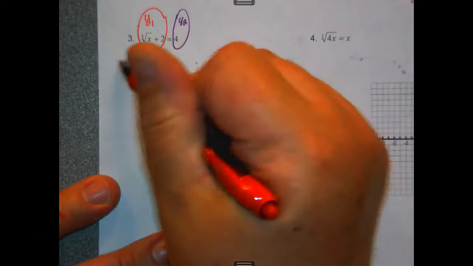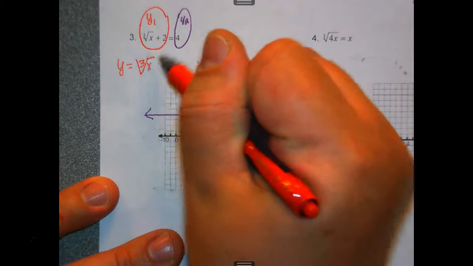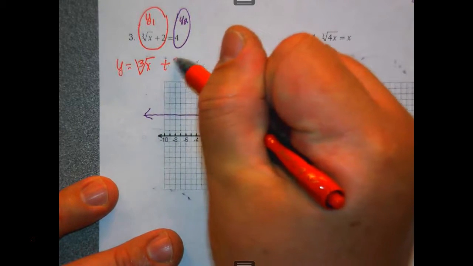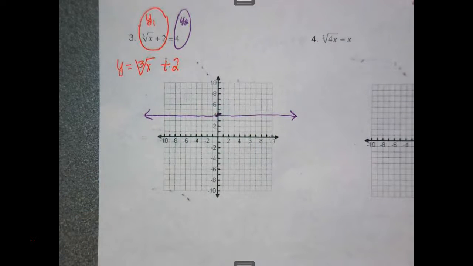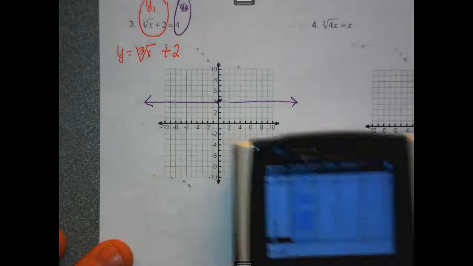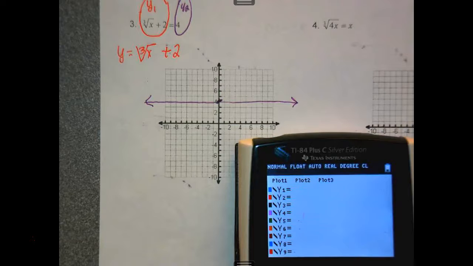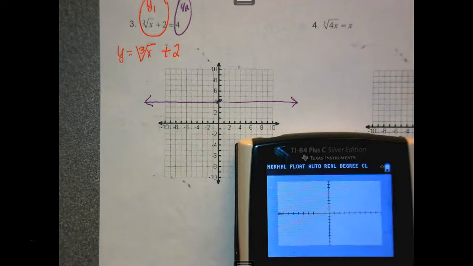y1, cube root of x plus 2. Now that 2 is outside the radical, so that's a k. What's my hk? That's right, 0, 2. Okay, cube root. Hit the math key, number 4, brings up the cube root. Doing the x. Close it off because the 2 is outside the radical, so plus 2. Graph it.